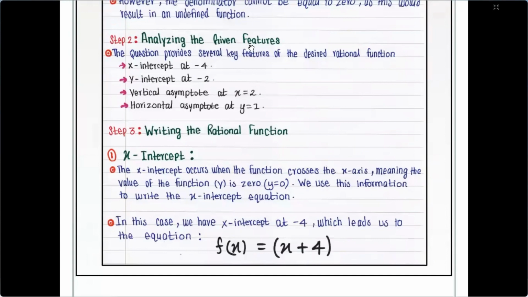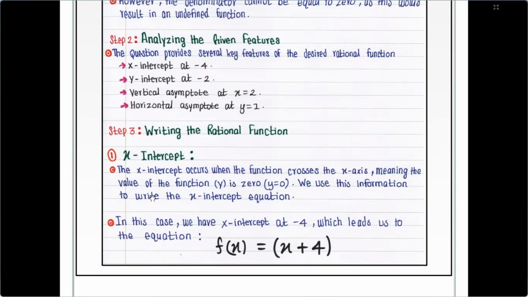Step 2, analyzing the given features. The question provides several key features of the desired rational function. It says x-intercept at -4, y-intercept at -2, vertical asymptote at x equal 2, horizontal asymptote at y equal 1. Step 3, writing the rational function. First one is x-intercept. The x-intercept occurs when the function crosses the x-axis, meaning the value of the function is 0, or we can say y equals 0.